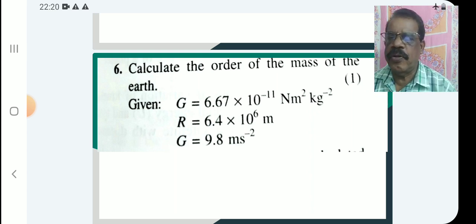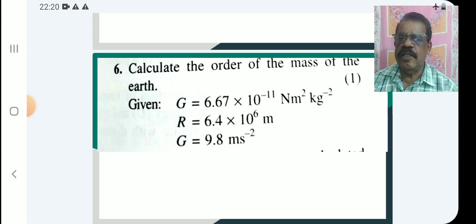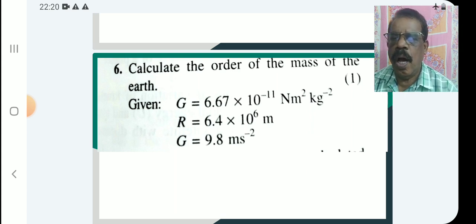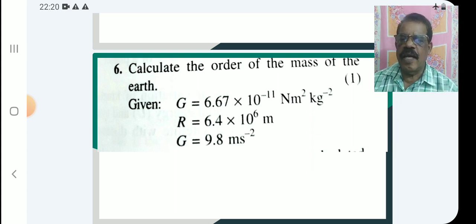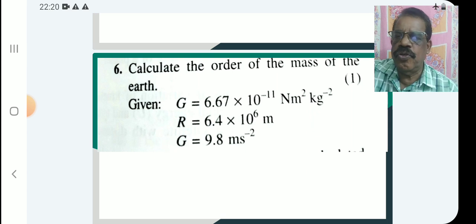To find the mass of Earth, three values are given here. G is 6.67 into 10 raised to minus 11 Newton meter square kg raised to minus 2. R is 6.4 into 10 raised to 6 meter, which is the radius of Earth, and g is 9.8 meter second raised to minus 2. We have to find the mass of Earth.